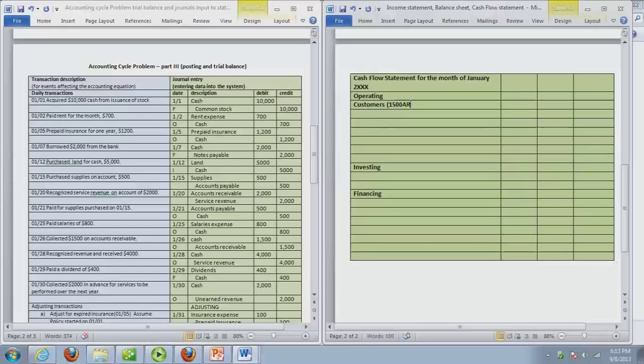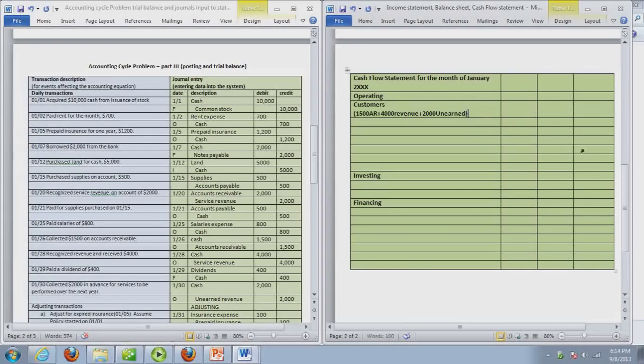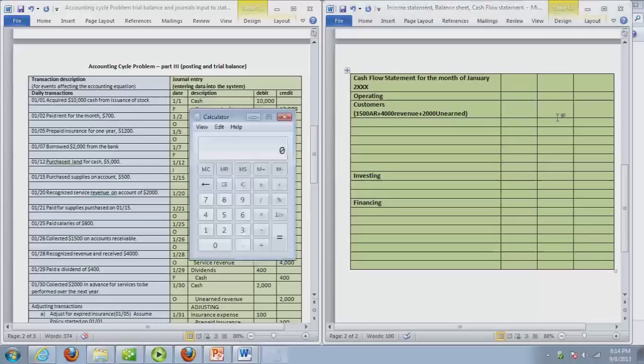AR for accounts receivable, so that is from customers. Cash from service revenue, it's another way of getting cash immediately when you do a service. So I'm going to put the 4,000 here and just put revenue. And then we're going to see if there's anything else. Okay, cash from unearned revenue, 2,000. So I'm going to put in the 2,000 and put in unearned.